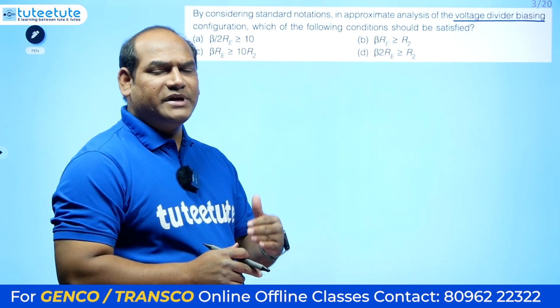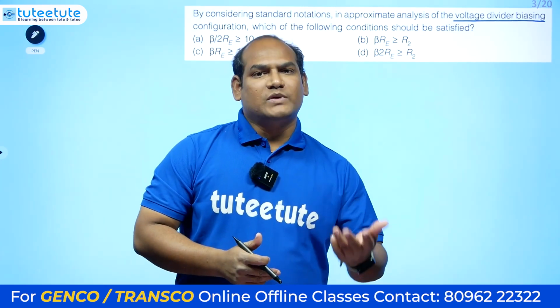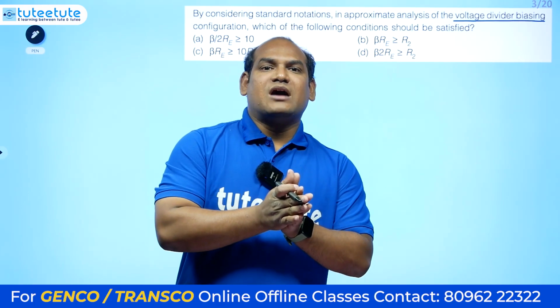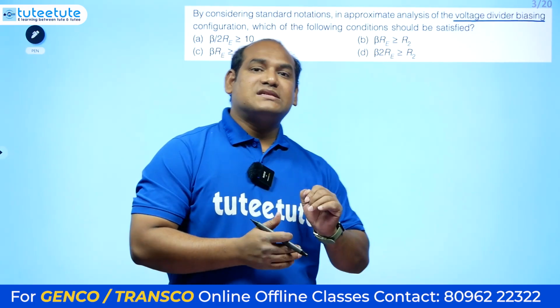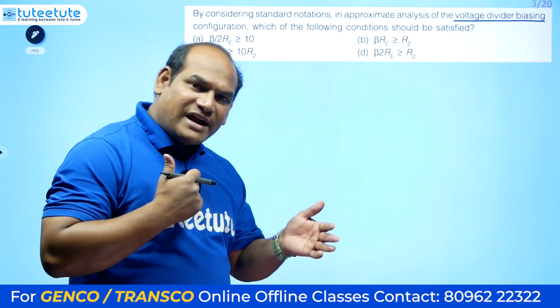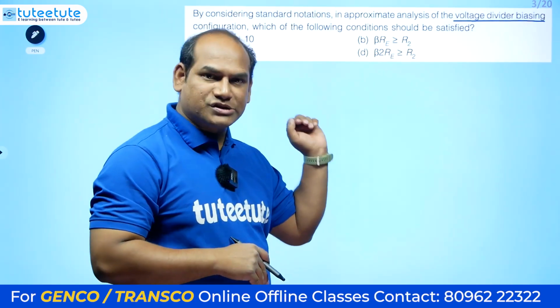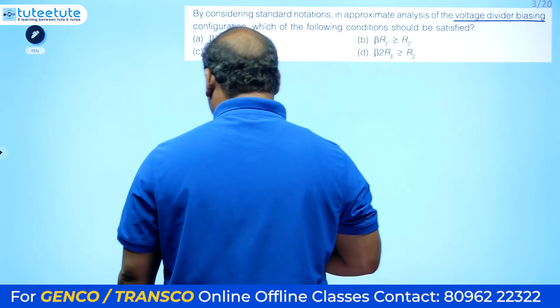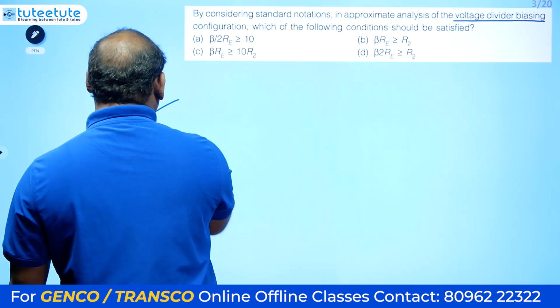IC is equal to beta IB, and by the application of KVL in the output loop, you will get VCE. So VCE comma IC is the Q point. In that process, we need to work for the stability criteria. While doing that, you may get some condition that is related to this particular question. So here I am taking first the voltage divider biasing circuit.